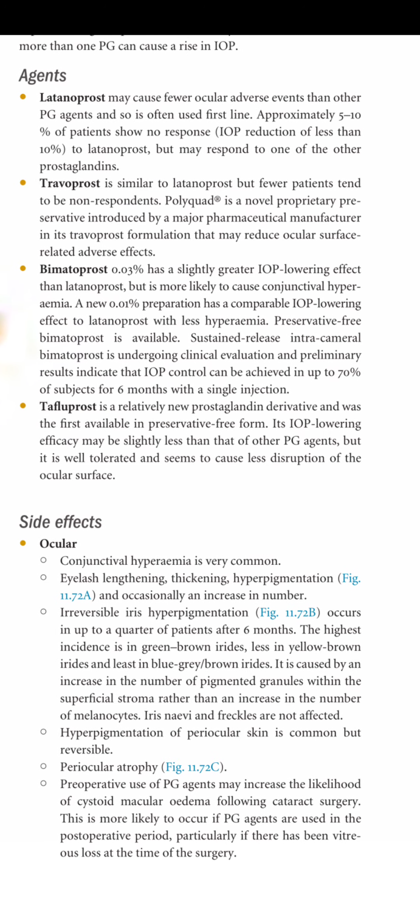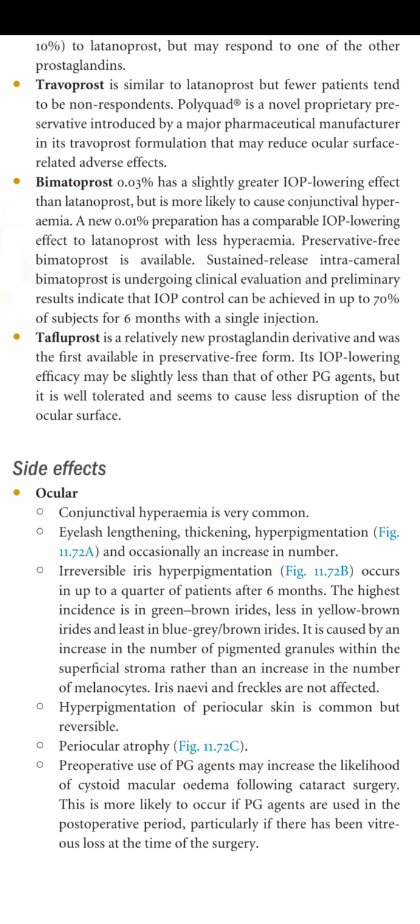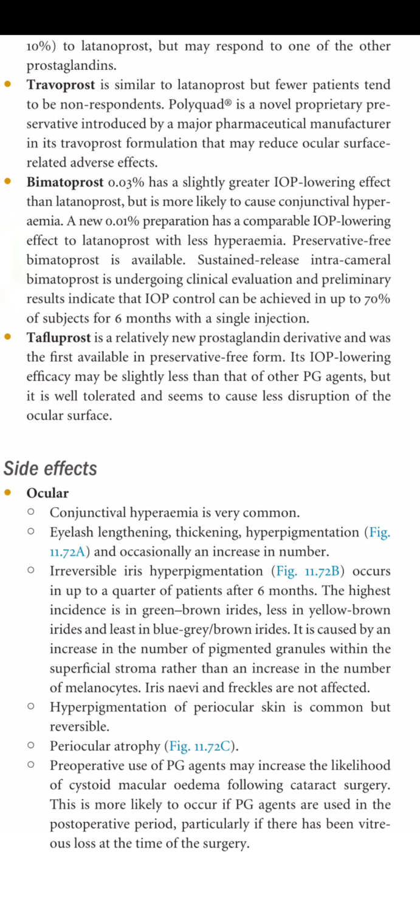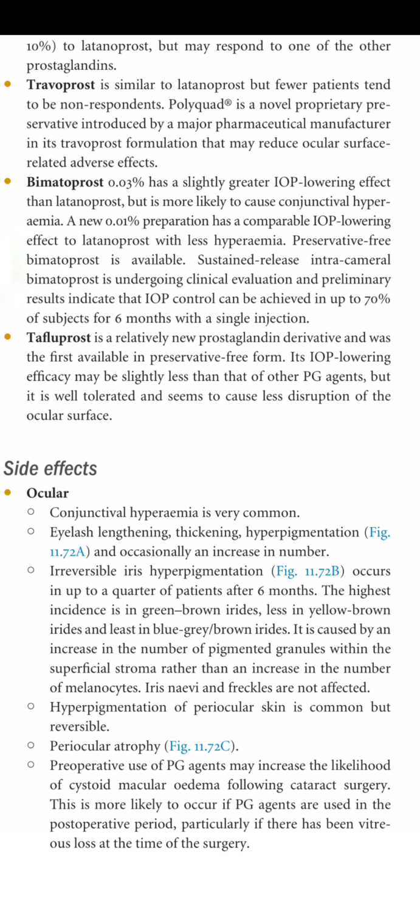Irreversible iris hyperpigmentation occurs in up to a quarter of patients after 6 months. The highest incidence is in green-brown irides, less in yellow-brown irides, and less in blue or gray irides. So there will be iris hyperpigmentation. Basically, it is more common in green-brown, very much less in yellow-brown, and least in blue-gray. It means that the lighter the iris pigmentation, the lesser the hyperpigmentation of the iris.